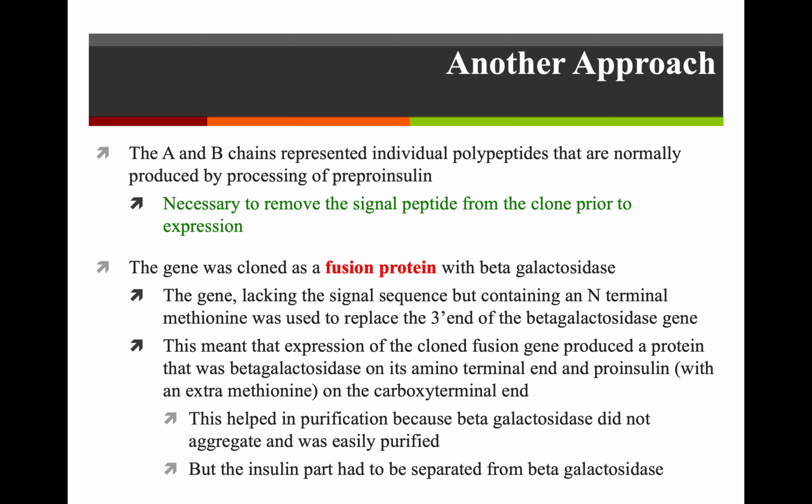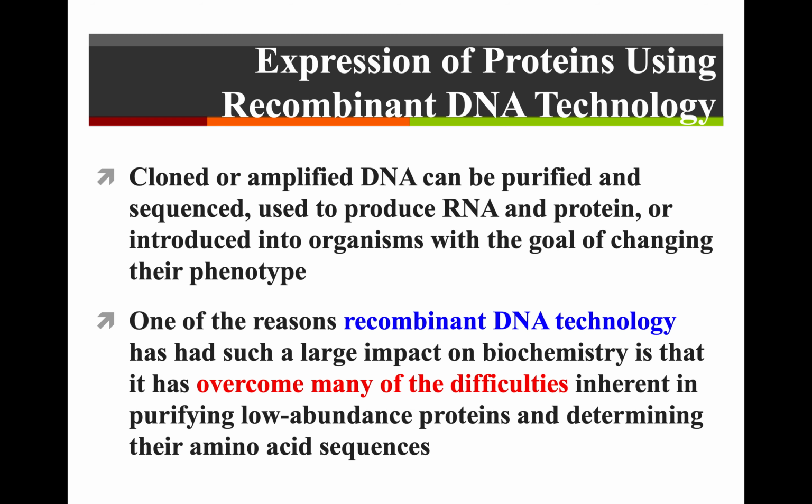And apart from that, you also have to bear in mind that later on, the beta-galactosidase has to be cut off from the insulin, because then your insulin could not function as it should. So it should not have beta-galactosidase, because beta-galactosidase is not needed, and sometimes it could also play havoc with the expression of insulin. Now, expression of proteins using recombinant DNA technology is actually not that uncommon.